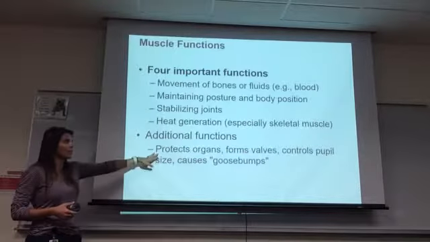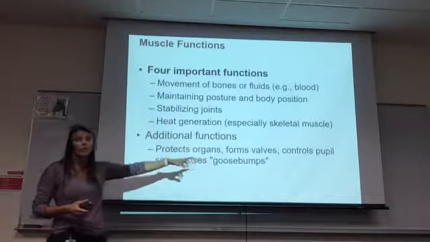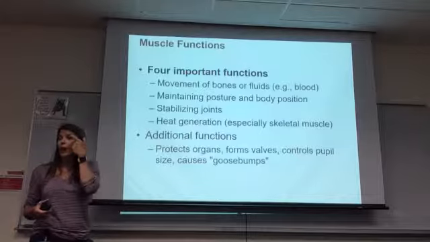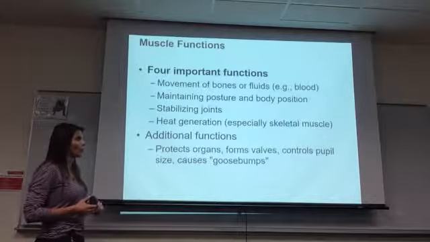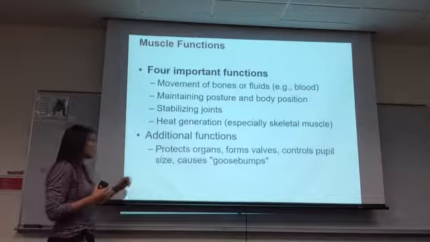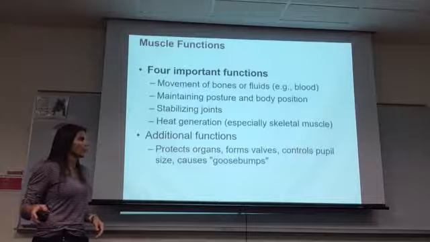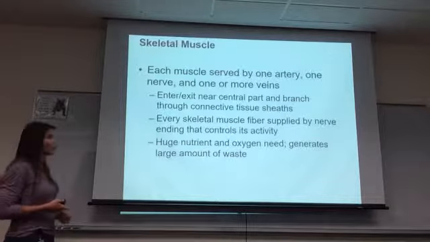Okay, additional functions. Continues to protect organs, forms valves, and again that's going to be in blood vessels as well as in the heart. Controls the pupil, so your iris, right behind that is a circular muscle that allows your pupil to dilate or constrict, and also causes goosebumps, which is the erector pili muscles.